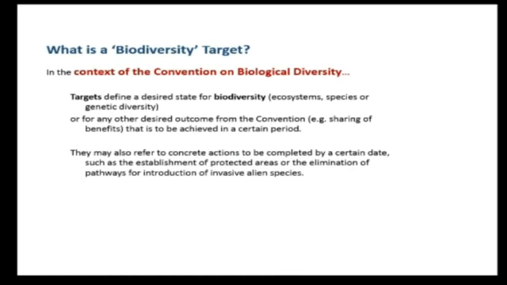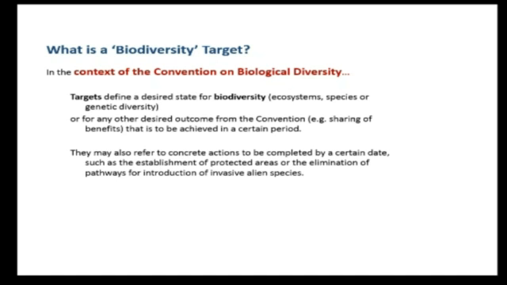And in the context of the Convention on Biological Diversity, a biodiversity target defines a desired state for biodiversity, ecosystem, species, or genetic diversity. That's fairly straightforward, but it could be any other desired outcome from the convention, such as sharing benefits, and it could be referring to concrete actions, such as establishment of protected areas, or the elimination of pathways for introduction of invasive alien species.